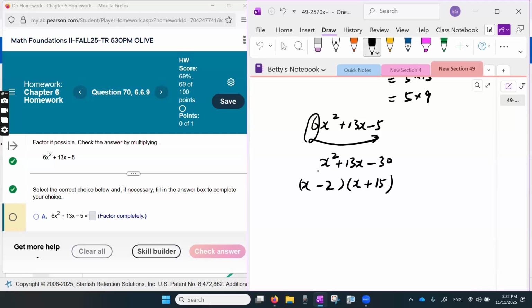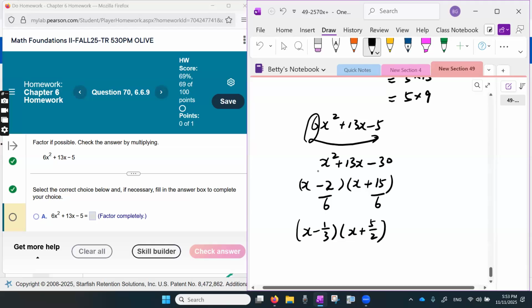So then divide the two numbers by 6. Simplify. X minus 1 over 3, x plus 5 over 2. And then slide it back, right? Yeah, because after we simplify, we still have denominators. So 3x minus 1 times 2x plus 5.